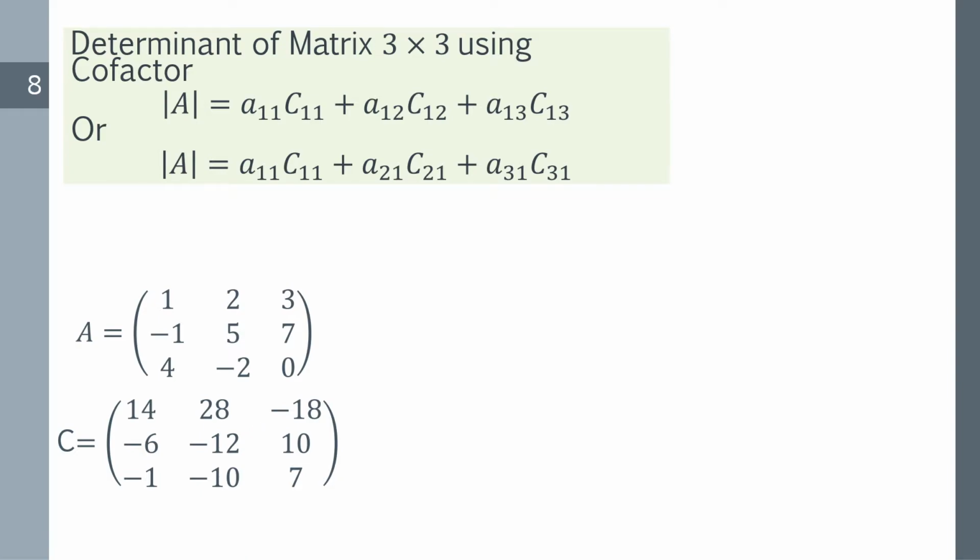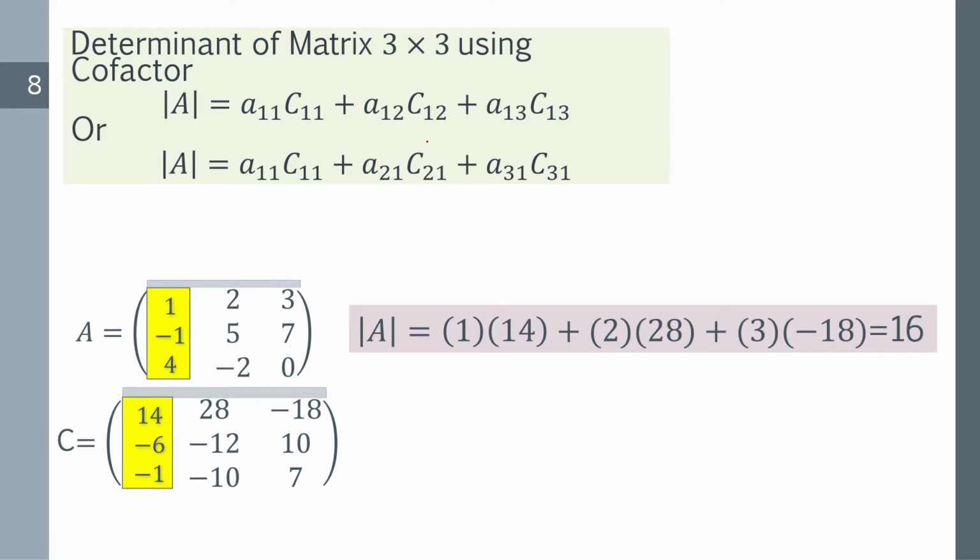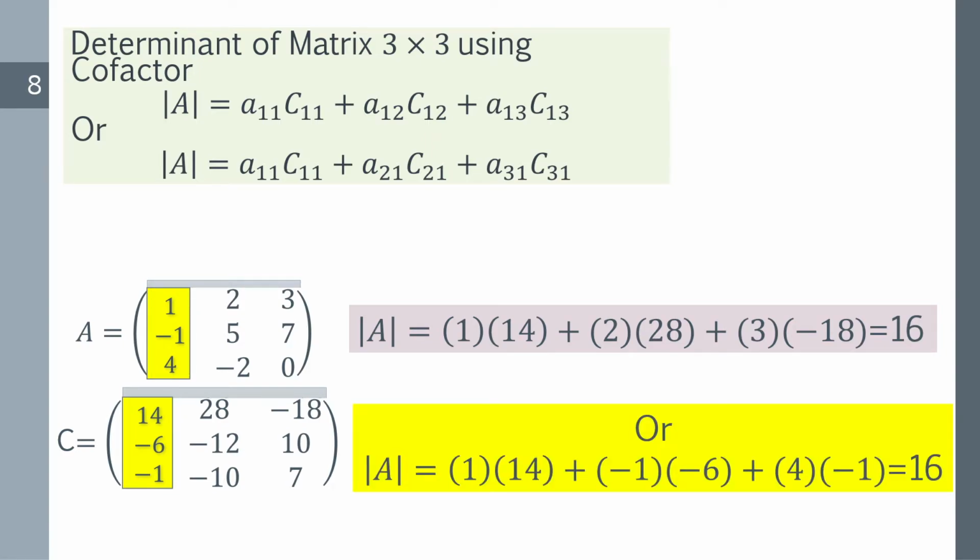Go ahead. But if not, normally we will just be expanding by our row, that means row 1: A11 multiplied with my cofactor C11, A12 multiplied by C12, and A13 multiplied by C13. So that is 16. Or if you want, you can multiply by column also. 1 multiplied by 14, negative 1 multiplied with negative 6, and then 4 multiplied by your negative 1. They will give you the same answer. If you want to try, you can try row 3, column 2. It's up to you.